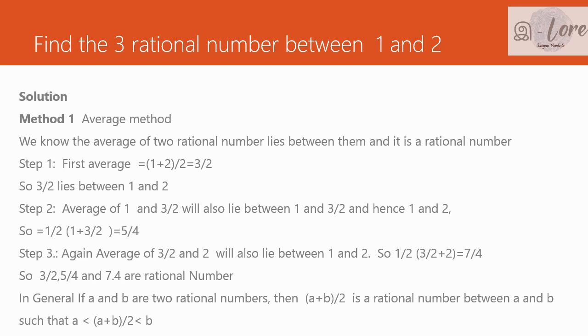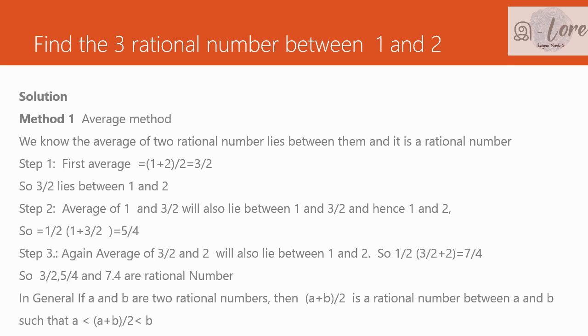In the general form, for two rational numbers a and b, a plus b divided by 2 is a rational number between a and b, such that a is less than a plus b divided by 2, which is less than b. So this is also one of the methods. You find the average of the two numbers and you get the midpoint. Like that, you have to find the midpoint of the two numbers, and you will easily get the solution. So definitely the midpoint means the number lies between both the numbers, right?